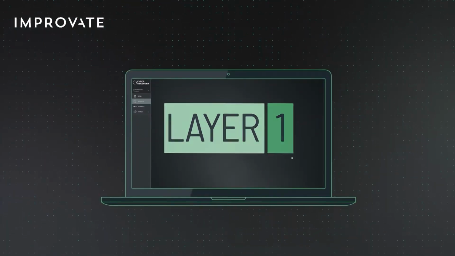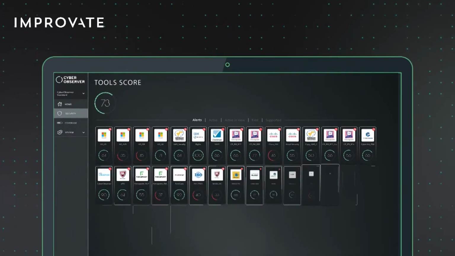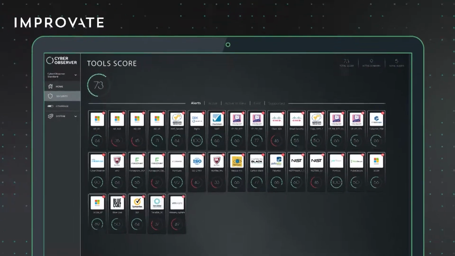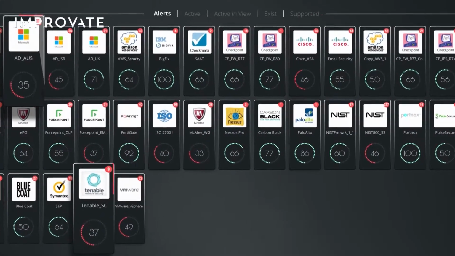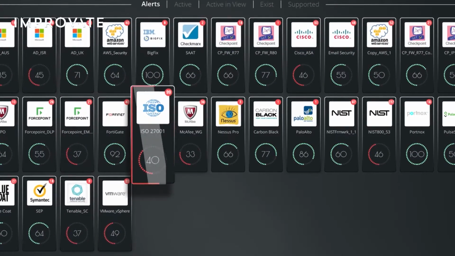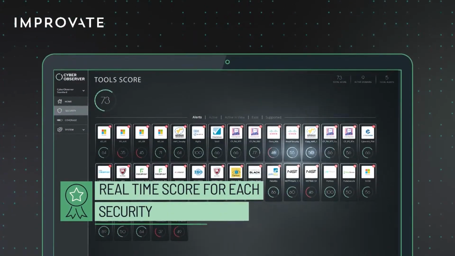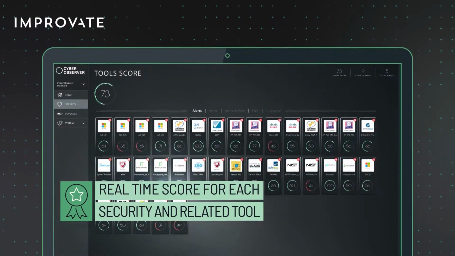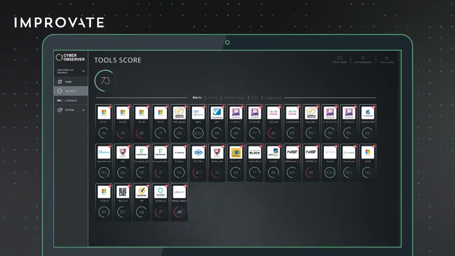First layer, continuous security tool analysis that monitors for misconfigurations and malfunctions of security and related tools and provides best indicators as to the type of cybersecurity tools that are misconfigured, malfunctioning, or lacking and need to be purchased to provide complete cybersecurity protection. Cyber Observer delivers a real-time score for each security and related tool that indicates how well the tool is implemented and delivers to you the expected line of defense.